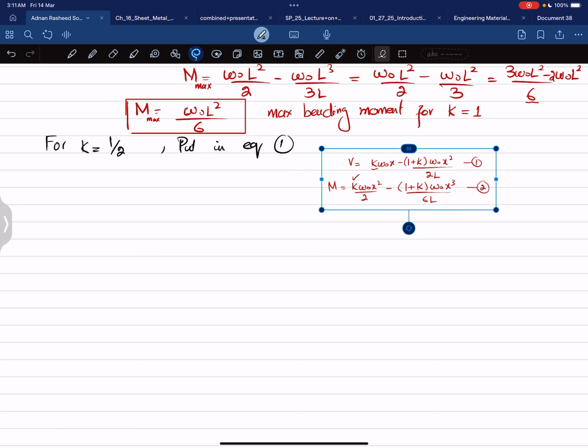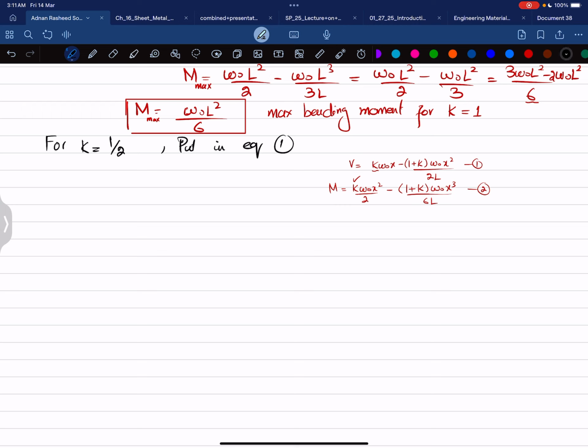Okay, now when you put K is equal to 1 over 2, so shear force will be equal to 1 over 2 W naught into X minus 1 plus 1 over 2 into W naught X square over 2L. So from here we will get 1 over 2 W naught into X minus this will give you 3 by 2. This term 1 plus 1 over 2 is 3 by 2, which will give you minus 3 W naught X square over 6L.